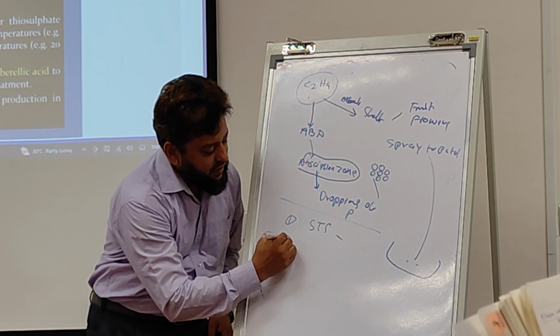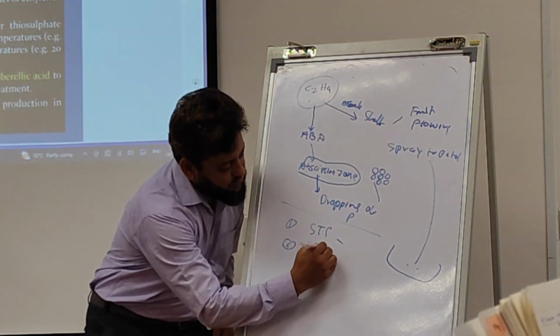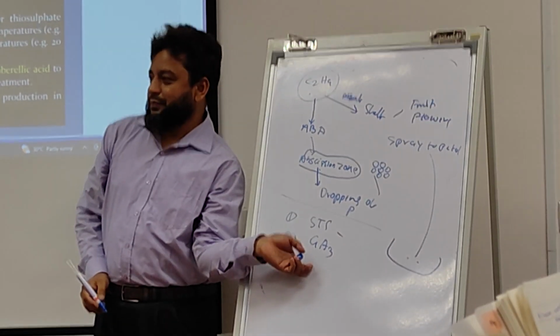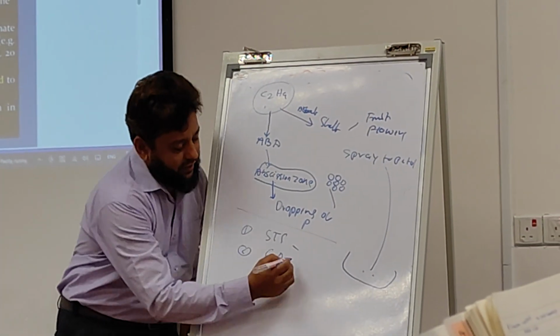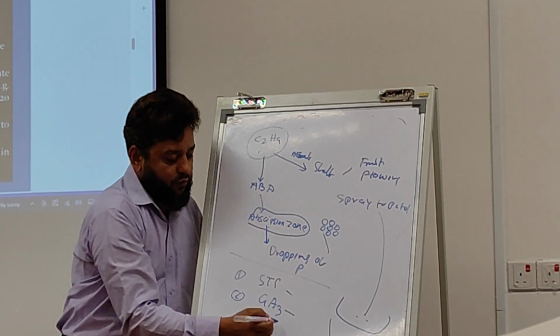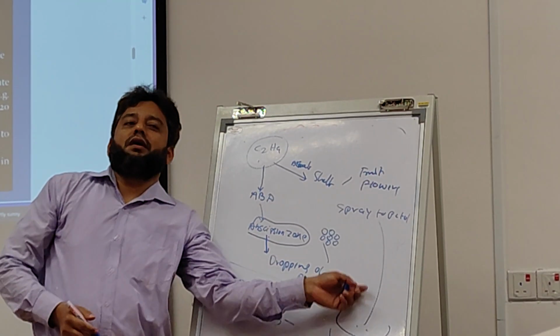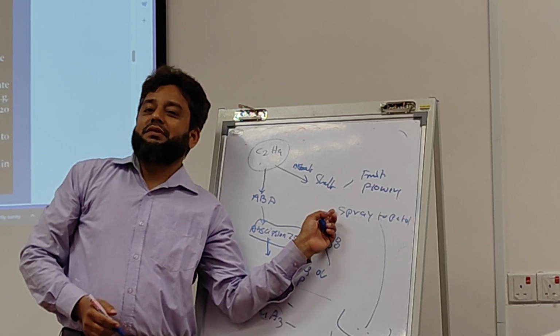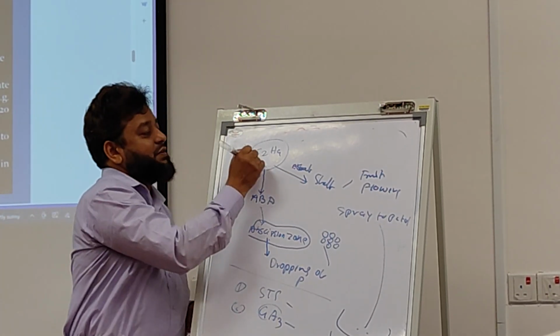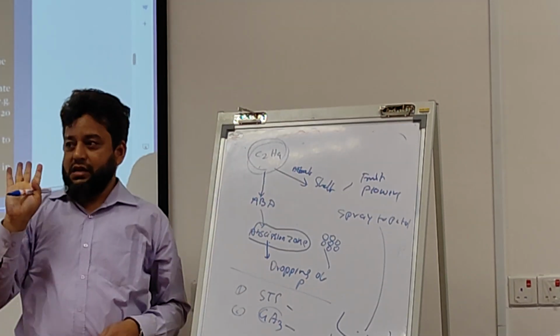Or maybe we can spray the GA hormone. Do you have the GA hormone? Gibberellin, yes. Same thing: we can make a solution of the GA hormone, then spray it to the petal and the leaf also. In this way we can slow down the ethylene production. This is the number two.